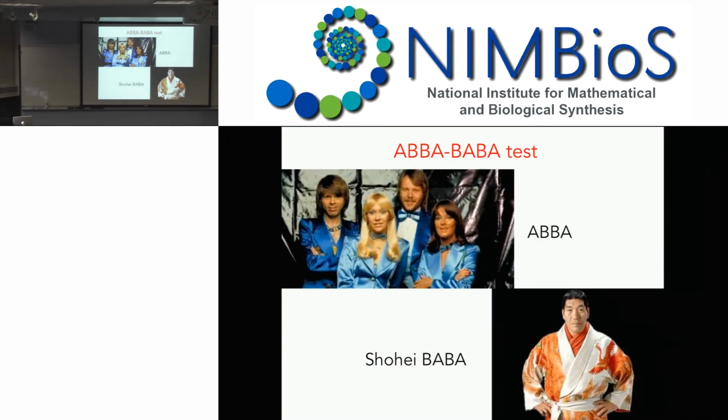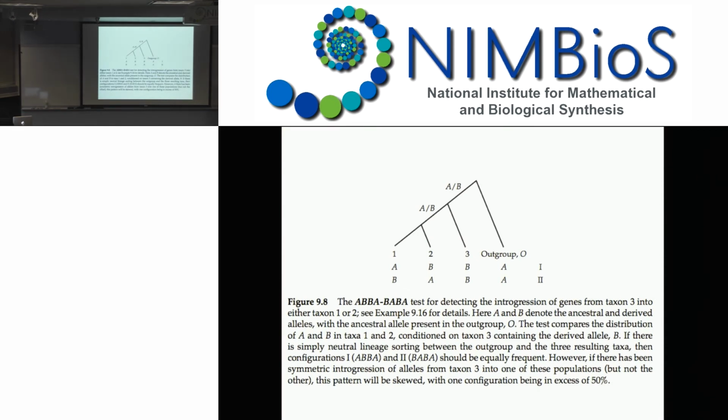So how do you determine gene flow? Well, the Abba-Baba test does that. Don't you love their silken bathrobes there? I've got the common bathrobe picture here. The Abba-Baba test is basically this.